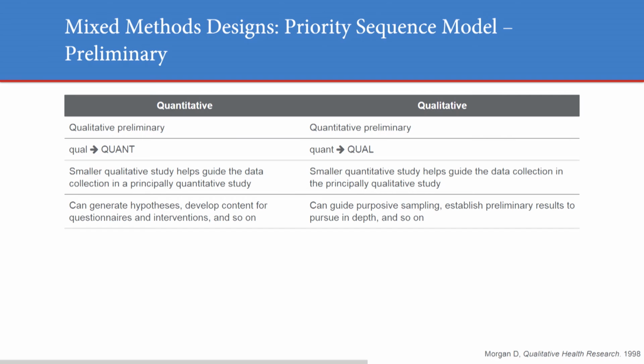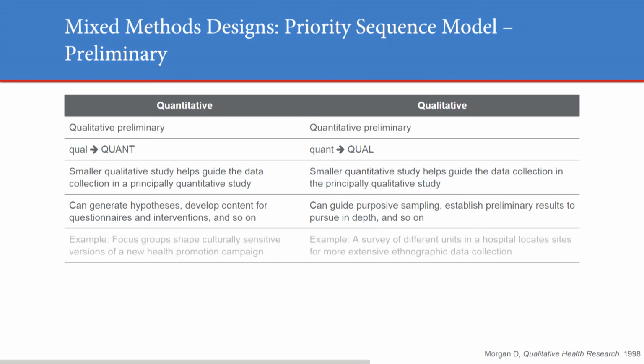So again, with the flash blood, if you had a survey, you'd know what part of the city people were doing this in and who in particular was doing it at that point in time. And we have different examples here. The first one could be focus groups to shape a new health promotion campaign, and then in the qual, you could be doing a survey of different units in a hospital to locate the sites where you would want to do the more extensive ethnographic data collection.